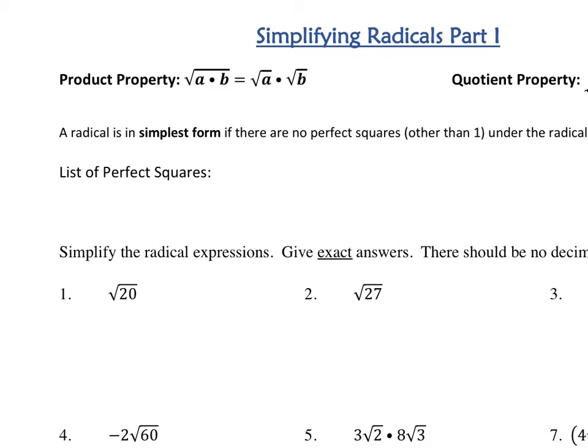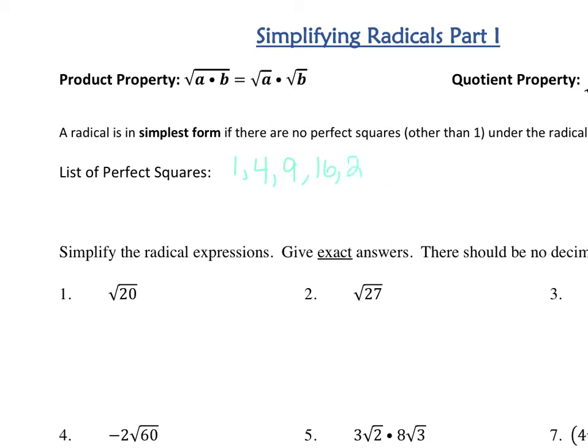So what we're going to do now is talk about the first 15 perfect squares. So the way you get a perfect square is you take a number and you multiply it with itself. So 1 times 1 is 1. That's our first perfect square. 2 times 2 is 4. 3 times 3 is 9. And then so on and so forth.